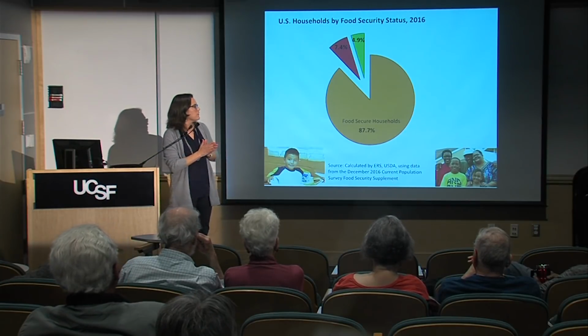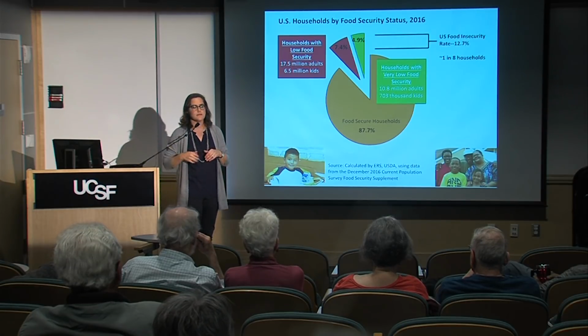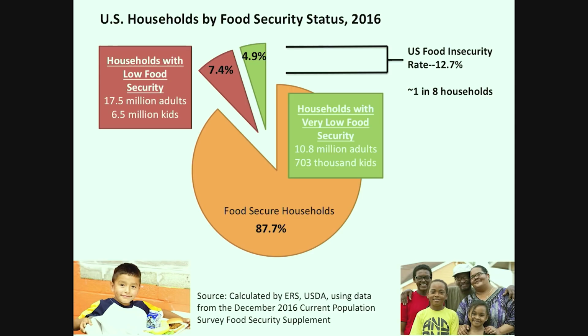Our most recent numbers from the USDA tell us that 12.7% of the US population, or about 1 in 8 households, reports being food insecure every year. And this includes households with both low food security and very low food security. And the USDA divides these groups by severity that roughly correspond to the following coping strategies. Households with low food security generally have to change the quality of food that they eat in order to make their food budgets, but they're able to maintain their caloric intake. Whereas households with very low food security have to change both quality and quantity of food. And we're going to delve into that a lot more deeply, so hold that thought.